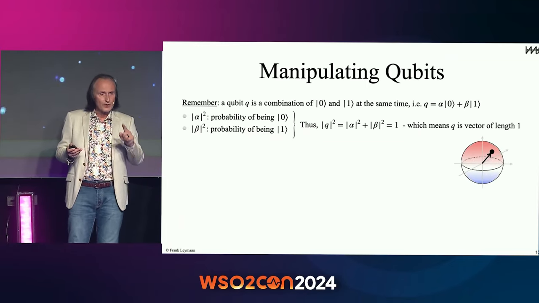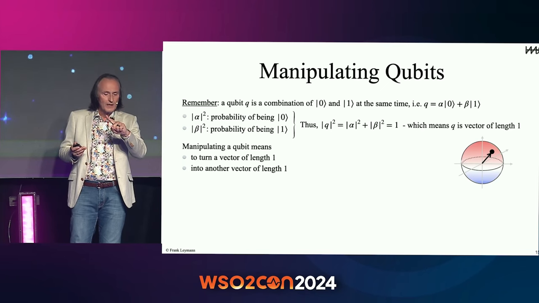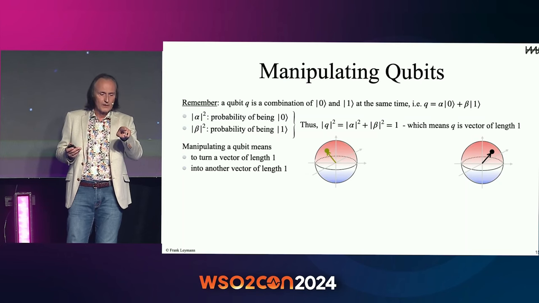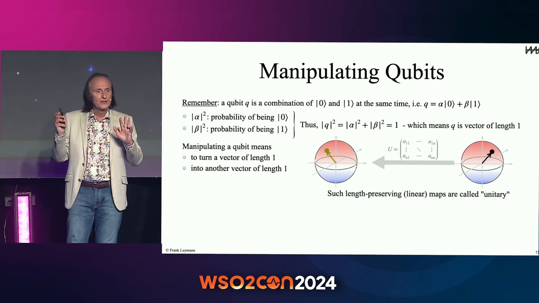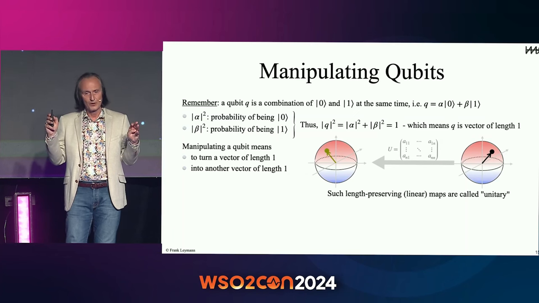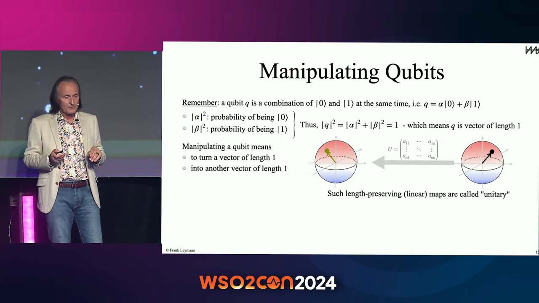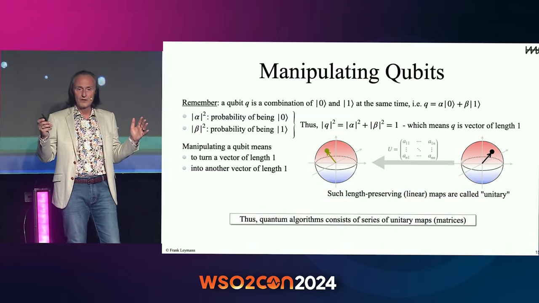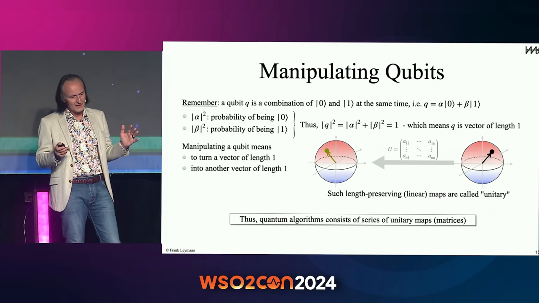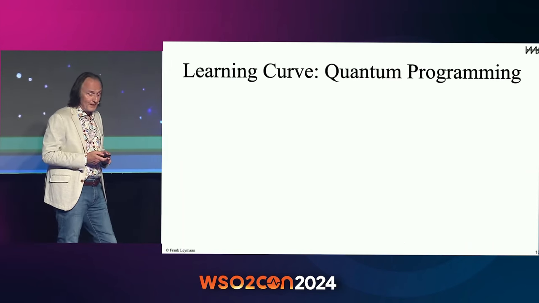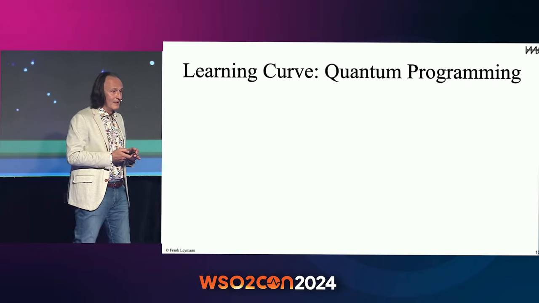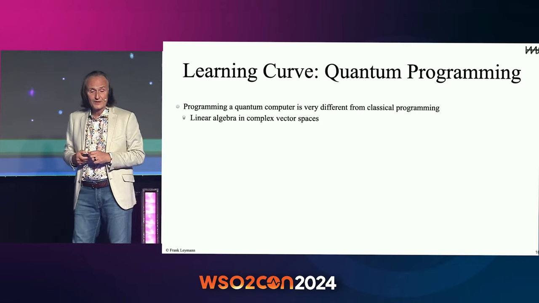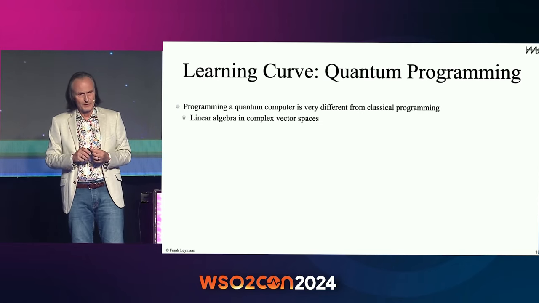Manipulation means you turn a vector of length 1 into another vector of length 1. So you rotate it a little bit on the Bloch sphere. This kind of rotation operation is called a unitary map. This is a term from complex linear algebra. That basically means a quantum algorithm is nothing but a series of these unitary matrices. That means the learning curve for quantum programming is quite high, because programming a quantum computer means that you need to understand complex vector spaces and linear algebra.